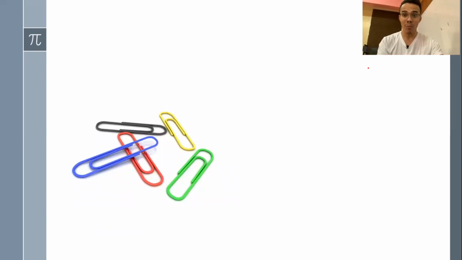Do you know what objects these are? These are paper clips. What do you think is the mass of one paper clip? Is it more than 1 kilogram or less than 1 kilogram? What is your answer? What do you think? All right. The answer is the mass of one paper clip is much less than 1 kilogram.